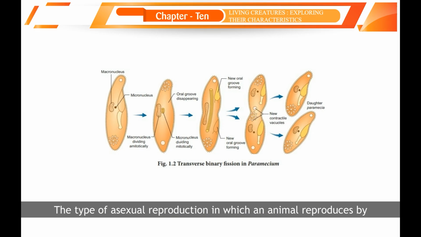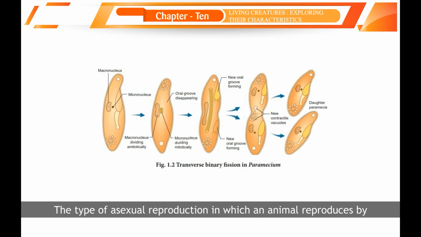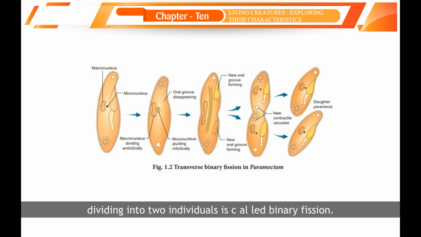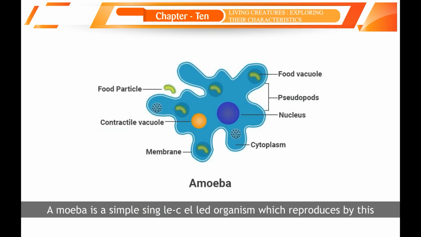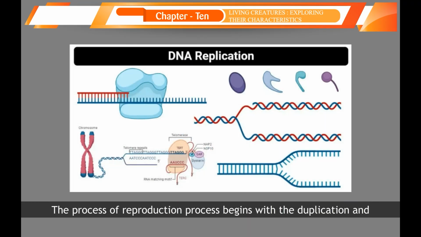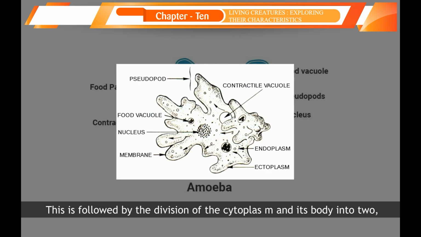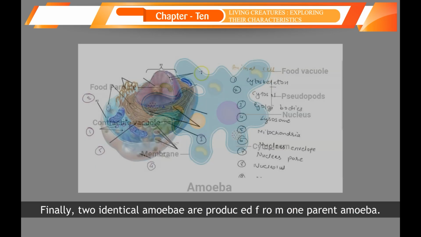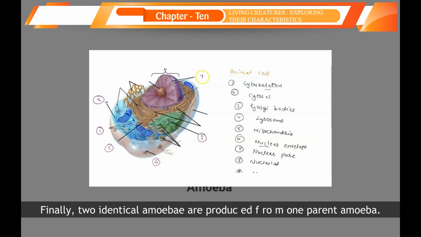The type of asexual reproduction in which an animal reproduces by dividing into 2 individuals is called binary fission. Amoeba is a simple single-celled organism which reproduces by this method. The process of reproduction begins with the duplication and division of its nucleus into 2 nuclei. This is followed by the division of the cytoplasm and its body into 2, each part receiving a nucleus. Finally, 2 identical amoeba are produced from one parent amoeba.